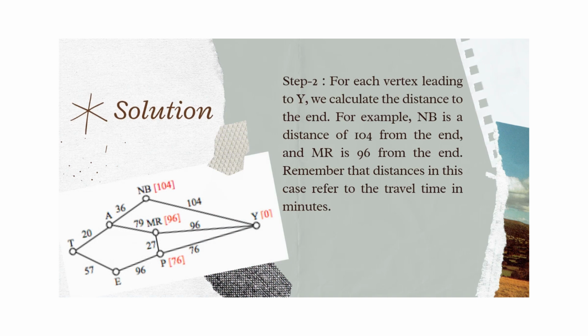Myself Riya Gupta, roll number 4. Step 2. For each vertex leading to Y, we calculate the distance to the end. For example, NB is a distance of 104 from the end and MR is 96 from the end. Remember that distance in this case refers to the travel time in minutes.